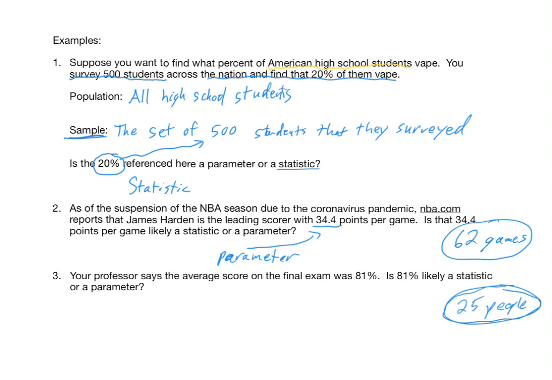So it's highly likely that your professor is telling you a parameter because he or she is using the set of all data points, all the test scores. Whereas if I had 25 million students, then I'm not going to be able to give you the average of all of them. I would have to use a subset of that and compute the average score from that subset, which is what we would call a statistic then.